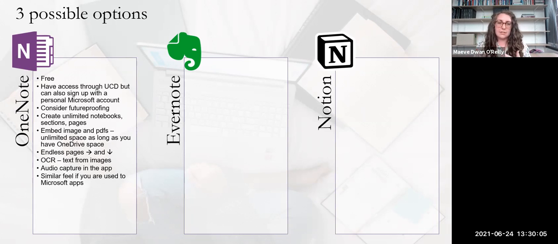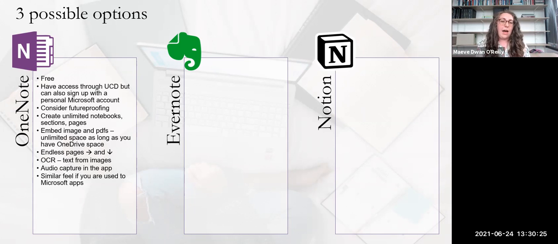You can embed lots of different things. You basically have as much space as your OneDrive has space. So a lot, basically. The pages are endless, which is something a lot of people like. You can keep going right forever and keep adding things, and you can keep going down forever and keep adding things. Some people don't like that feature.